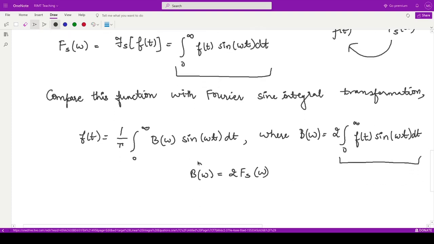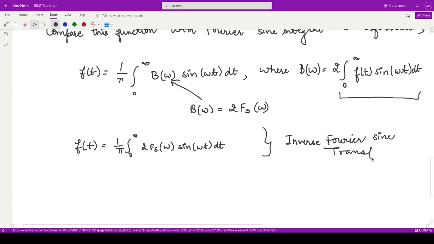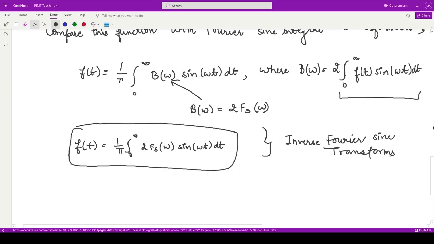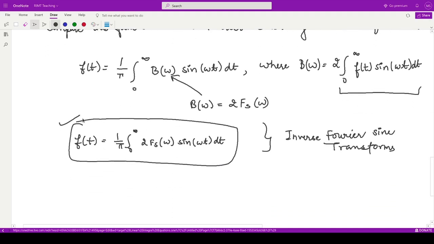So we can substitute this value of b omega over here. So we would have f of t is equal to 1 by pi integration from 0 to infinity to fs omega sine omega t dt. So this is the formula for inverse Fourier sine transform. So we have these two formulas. One is for calculating the Fourier sine transform, and for the inverse Fourier sine transform we have this particular formula.